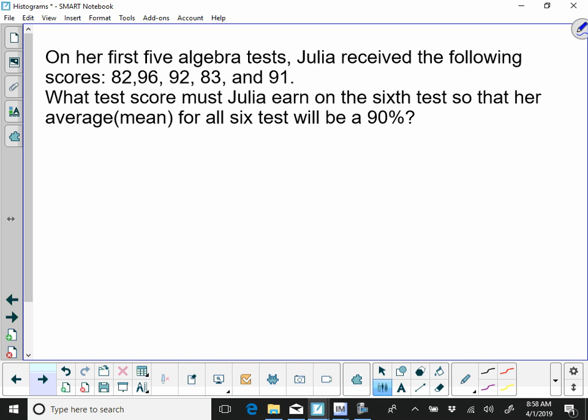So, this is what we got. You've got 5 tests that you've taken, and you're going to take a 6th one. Then you want your average to be a 90. What do you think I need to do with those 5 tests that I've already taken? Add them up. Not yet. Don't add them yet. Don't divide yet. Add them up for me.